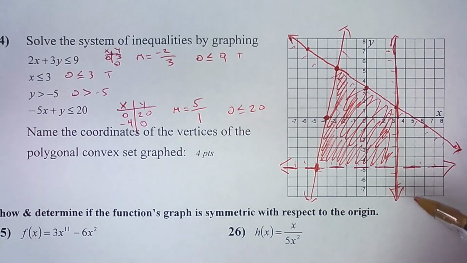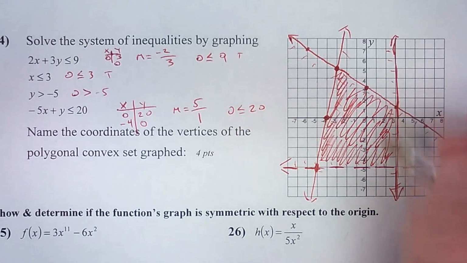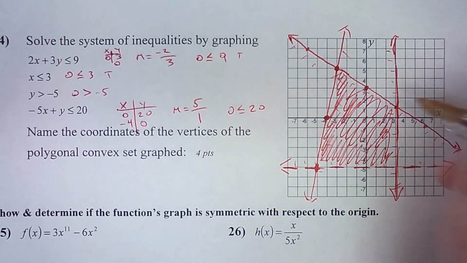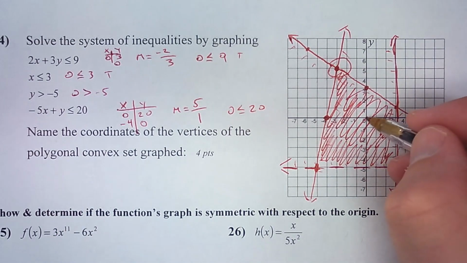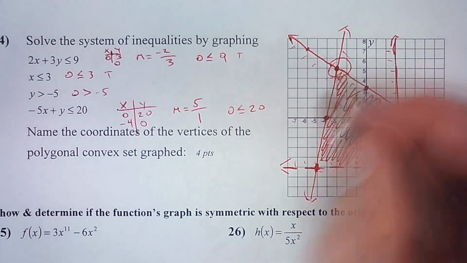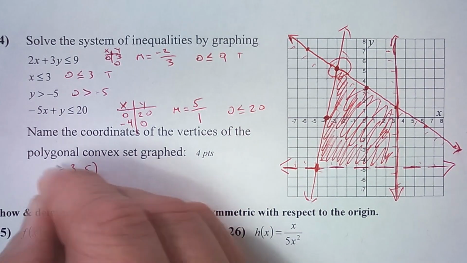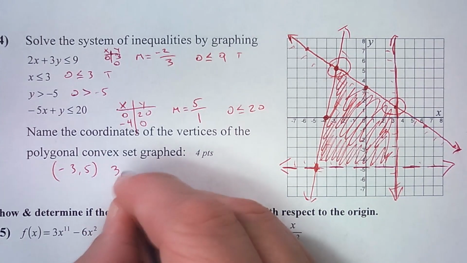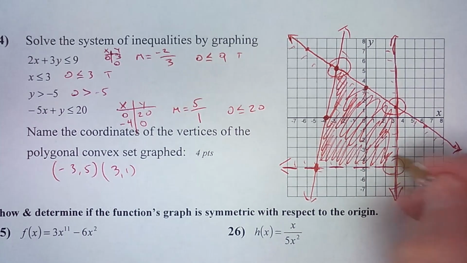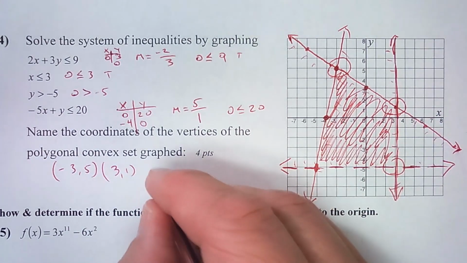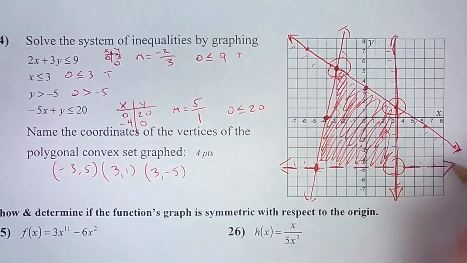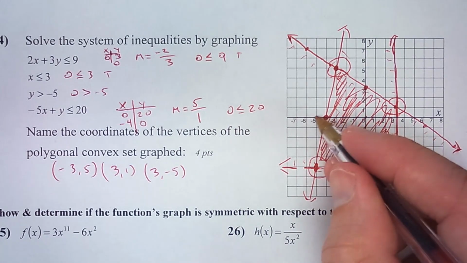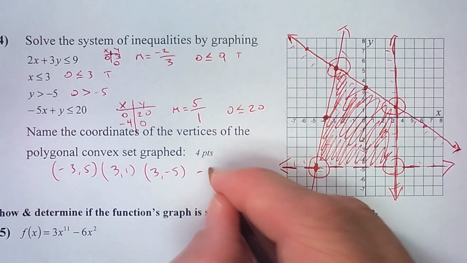So we have a polygonal convex set right here, this quadrilateral, and we need to name the coordinates. So there's one here at -3, 5. There's one here at 3, 1. Here at 3, -5. And here at -5, -5.